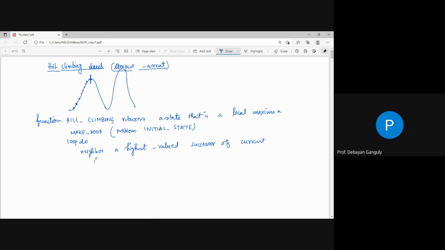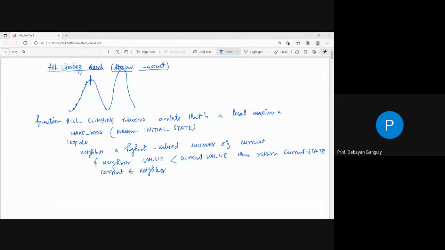If this neighbor's value is less than current's value, then we return current's state. That is a simple algorithm, and otherwise I just make this neighbor into current. I am checking all the neighbors, and if one has a higher value, it replaces the current one.